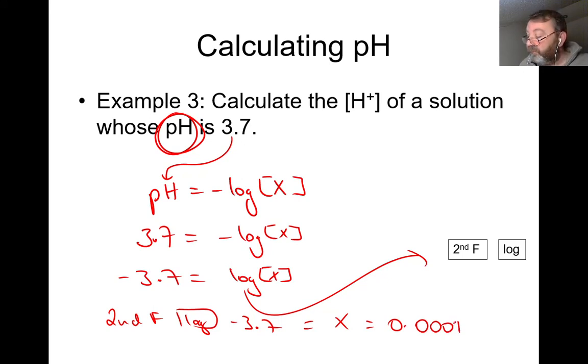0.0000199. So do you know what? Let's just call that 2, and it'll always be in moles per litre. That's the hydrogen ion concentration. So you're just using the formula backwards.